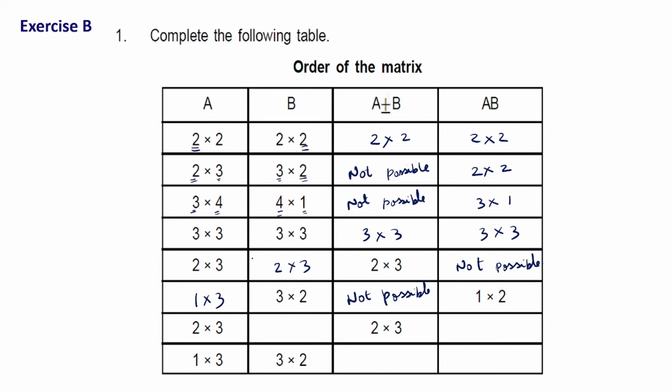Then the next one, A is of order 2 by 3 and A plus or minus B is also of order 2 by 3. So B is also of order 2 by 3. Here the number of columns in A is not equal to the number of rows in B. So finding AB is not possible.